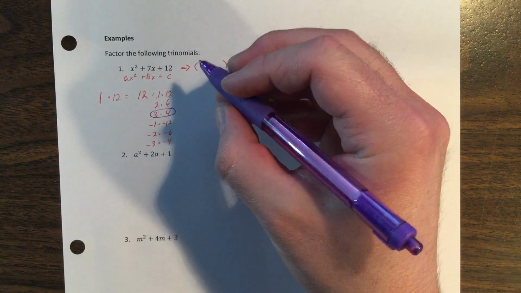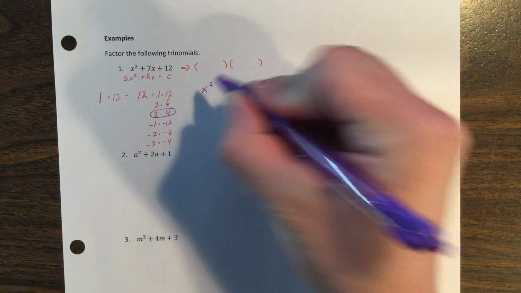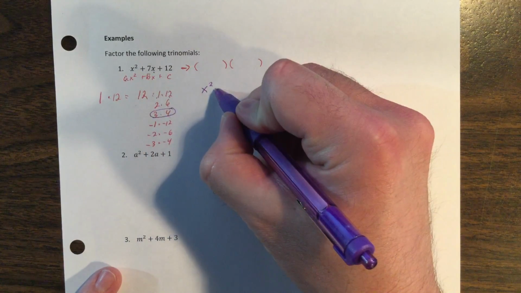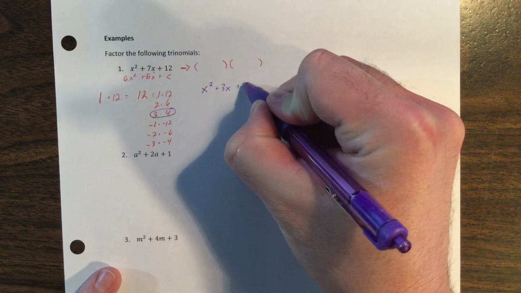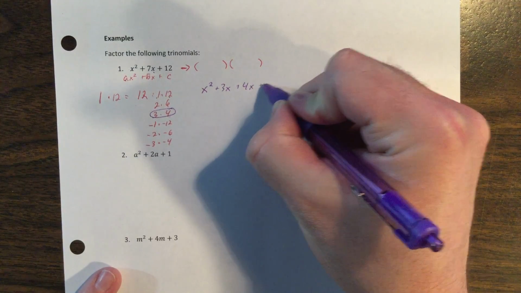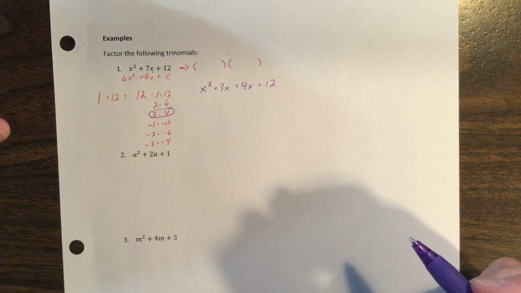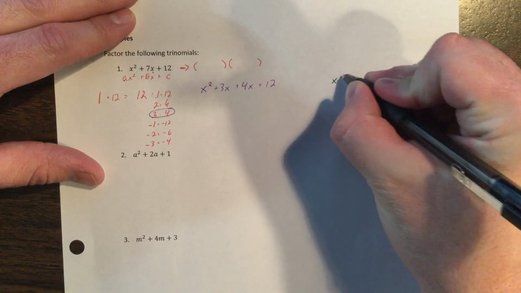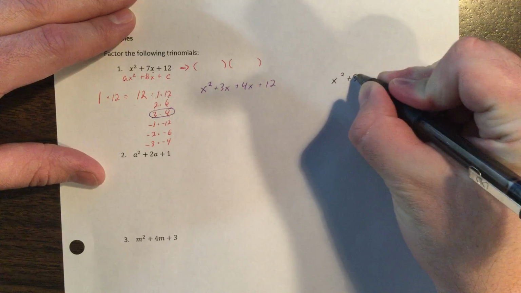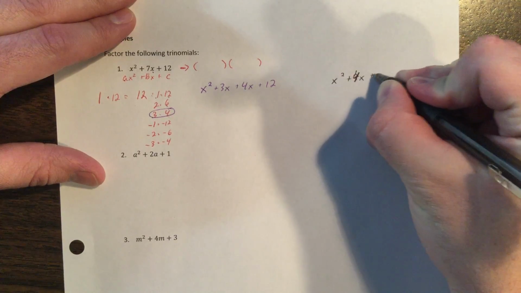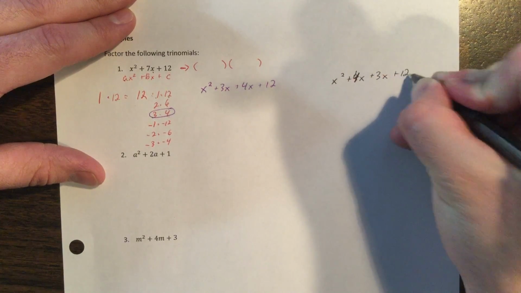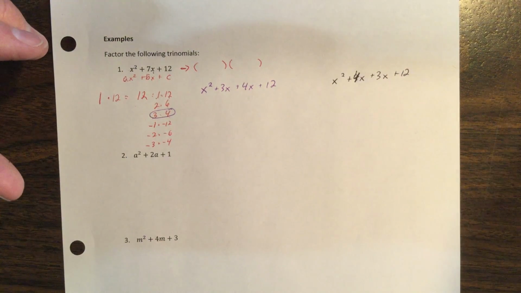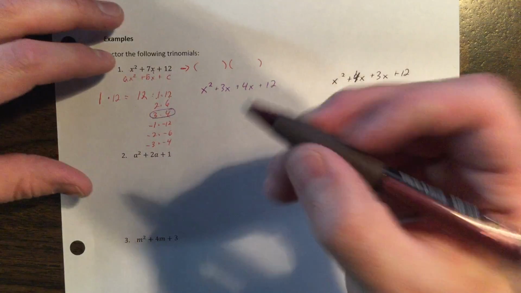This is where we decompose our middle term. So we take x squared, and then we split 7x into 3x and 4x. So plus 3x and plus 4x, and then we have 12 there as well. Today, in this example, I'm going to show you what happens if you do it the opposite way. 4x plus 3x plus 12. And we're going to see how it works out exactly the same.